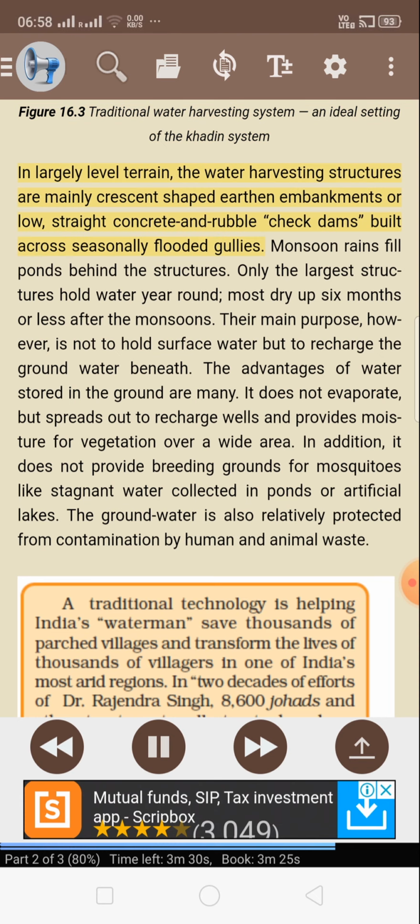In largely level terrain, the water harvesting structures are mainly crescent-shaped earthen embankments or low, straight concrete and rubble check dams built across seasonally flooded gullies. Monsoon rains fill ponds behind the structures. Only the largest structures hold water year-round, most dry up 6 months or less after the monsoons. The main purpose, however, is not to hold surface water but to recharge the groundwater beneath.